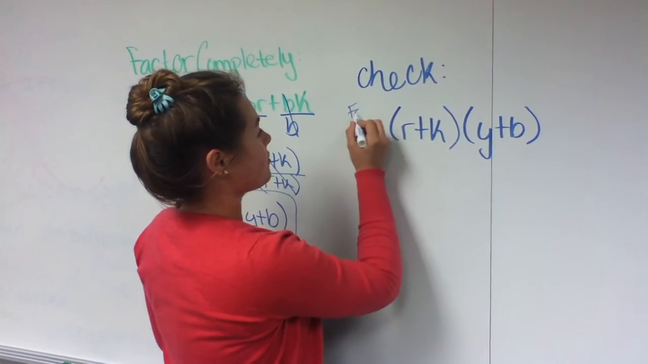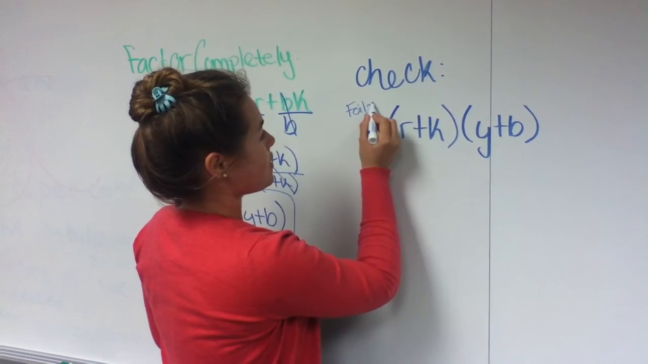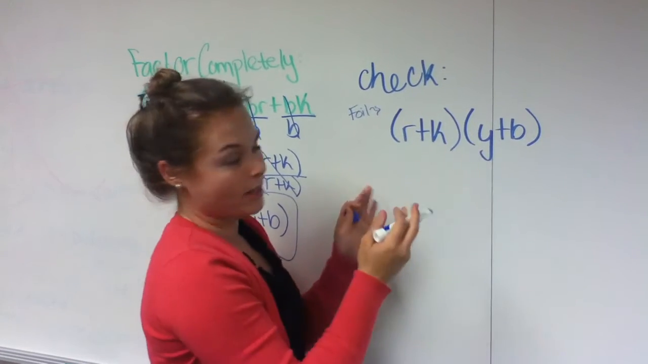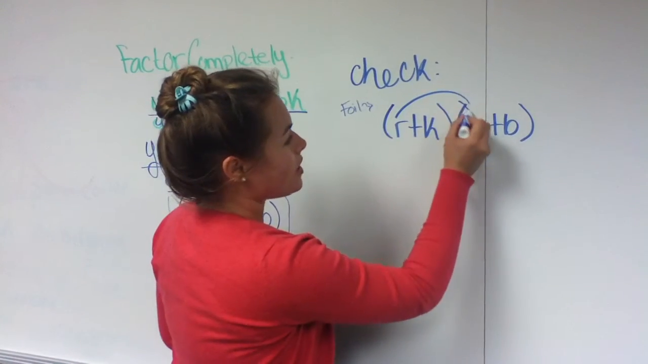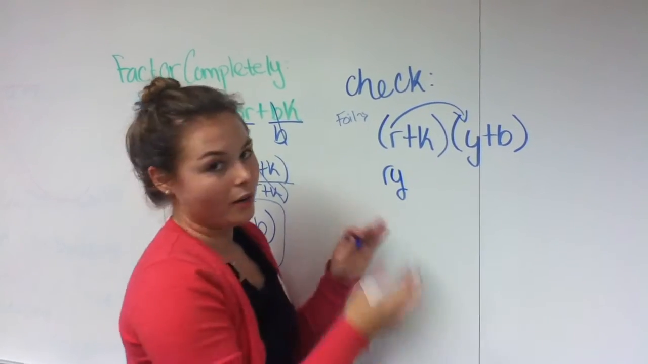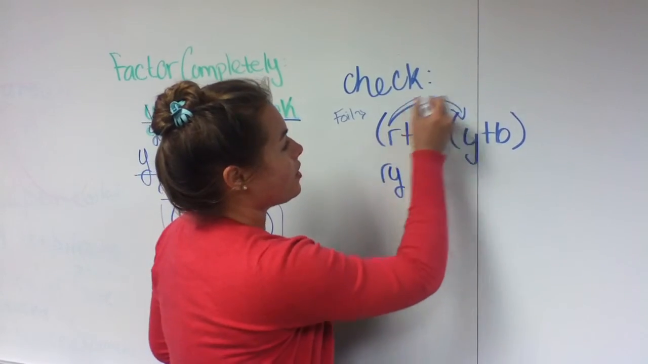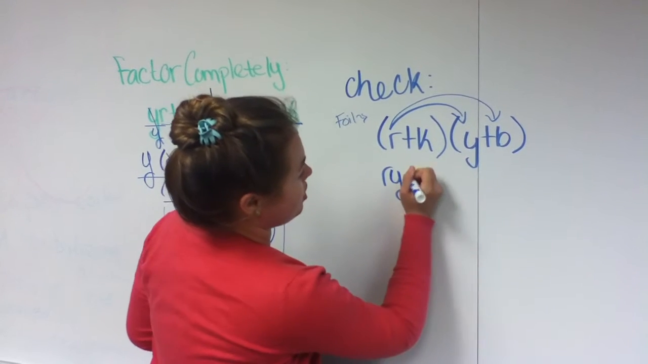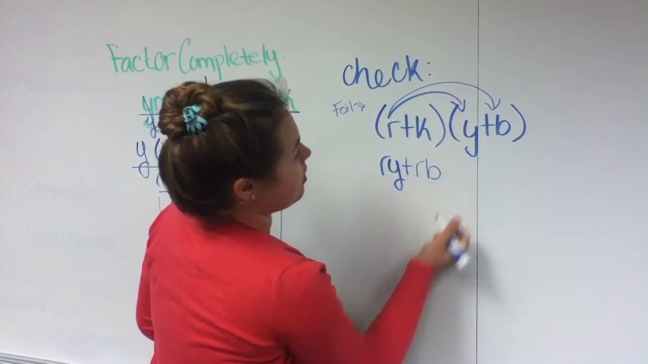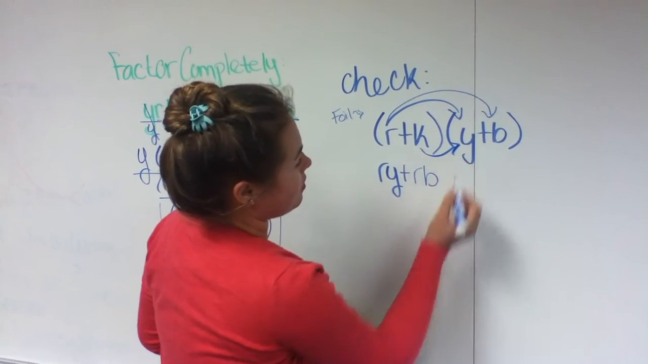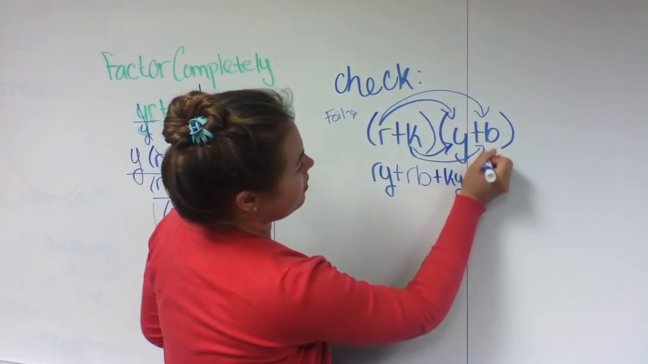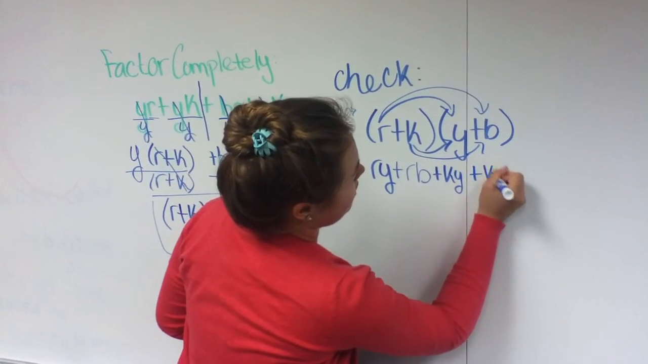I'm going to write that right here, just in case. When you FOIL, it's also double distributive because you're distributing twice. So, r times y equals ry. You can also write it yr, but we'll get back to that in a second. And then you do r times b, which is positive b, so that becomes rb. Then you distribute the k to y, positive ky. And then you distribute it again to the b, and you get positive kb.